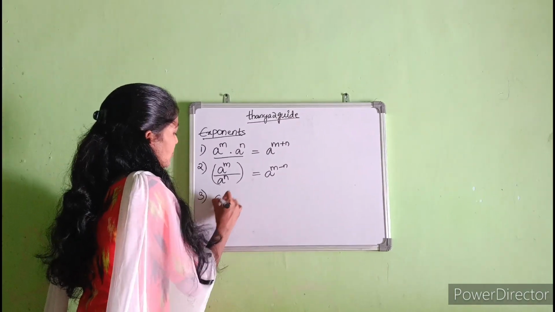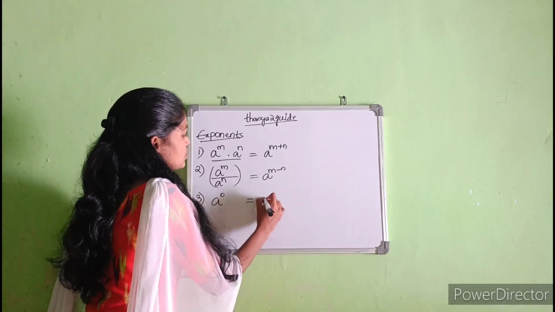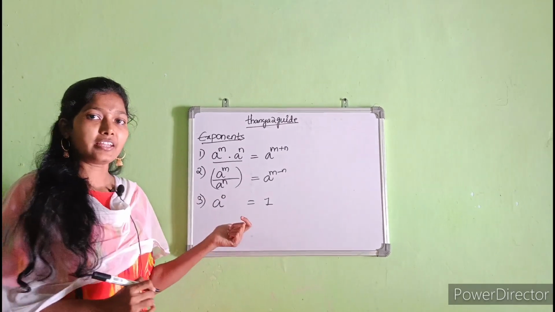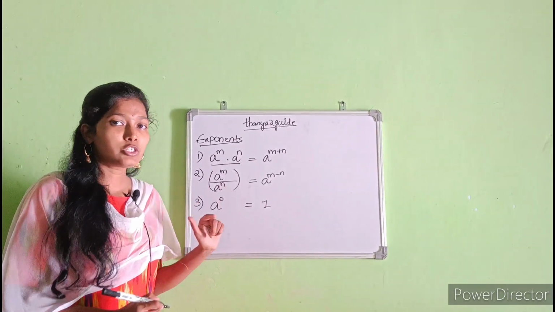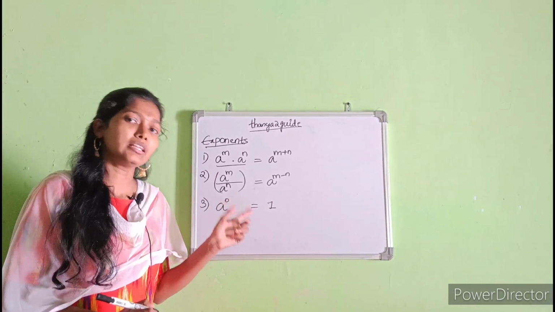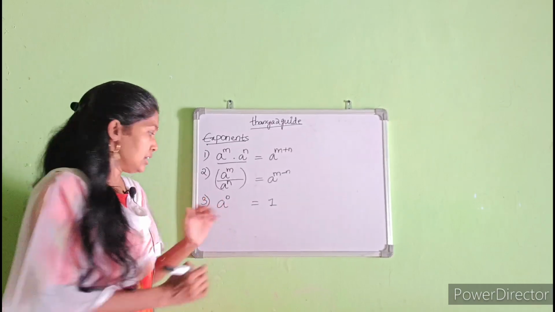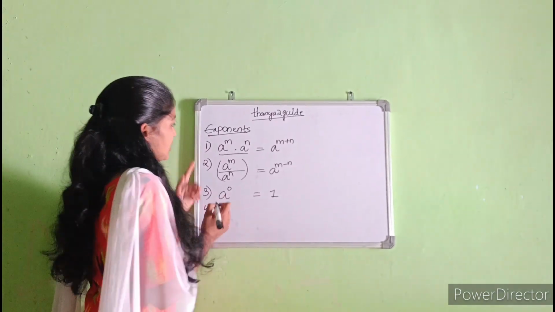Now a to the power of 0 is equal to 1. In my channel there is a video which is based on something to the power of 0 is equal to 1 and the reason for it, and also regarding the factorial. Please do watch that. Now the next one.